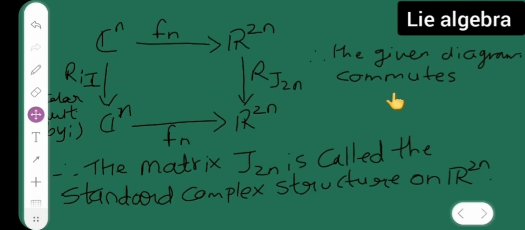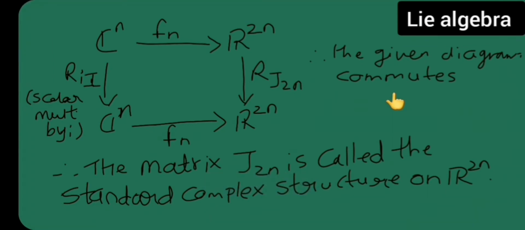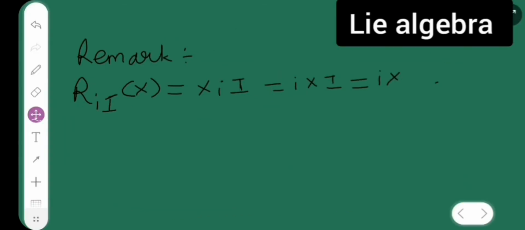Okay. So this is my commutative diagram. You all just look over here. This is my scalar multiple by I. Okay, this is my R^(2n), J_2n. Changes are made over here. Okay, now the given diagram commutes. Therefore the matrix J_2n is called a standard complex structure on R^(2n). So for now you all can take down this remark. Okay, you all can just write it down.